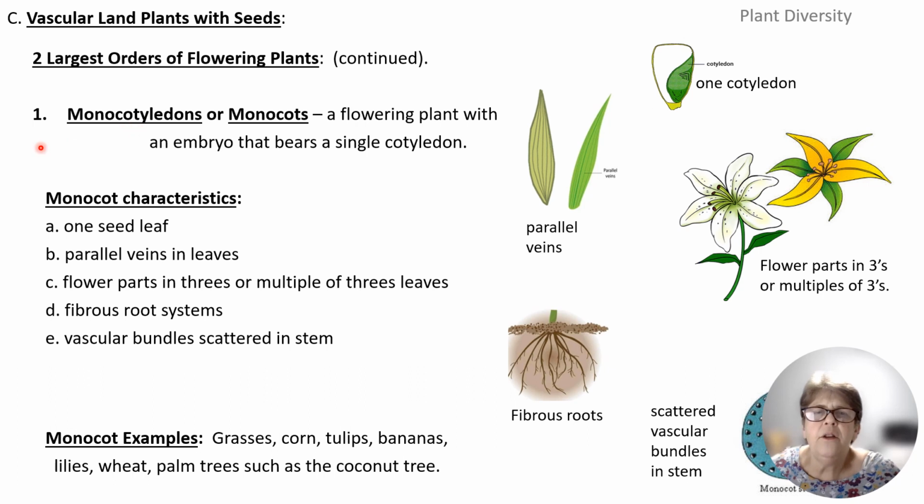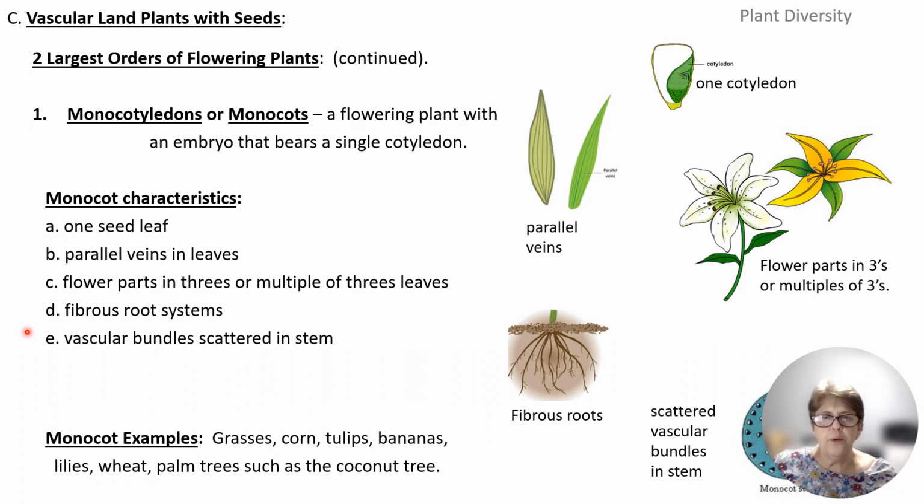So monocotyledons, or monocots, are flowering plants with an embryo that bears a single cotyledon. And here are some other characteristics of monocots besides the 1 seed leaf we mentioned. They have parallel veins in the leaves. So if you look here, all the veins are running the same direction and they're not crossing each other, so they're parallel. Flower parts are in 3s or multiples of 3s. So you might see 6 petals, or you might see 3 petals and 3 sepals, things like that.